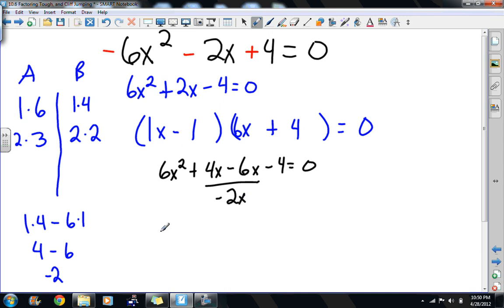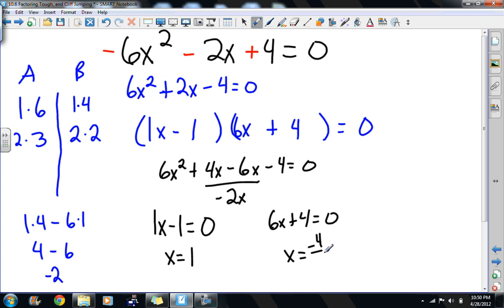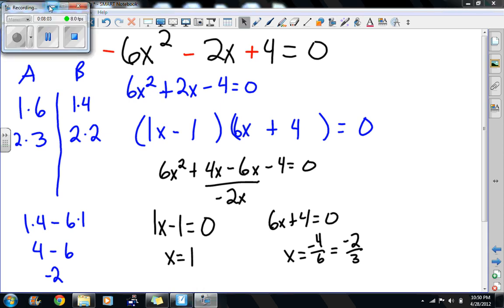Last step, I got to set each one of these equal to 0. 1x minus 1 equals 0, or just x minus 1, totally fine. And I get 6x plus 4 equals 0. Now, to take some time here, this ends up being x equals 1, and this ends up being x equals negative 4 over 6, which is negative 2 over 3. If you need help on these, we can work on those in class. Okay, now let me check the time again. Okay, I got 2 more to get through.